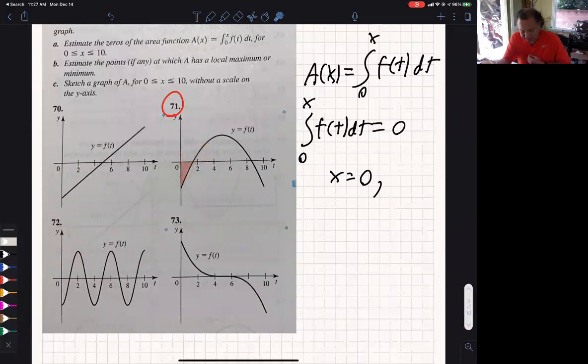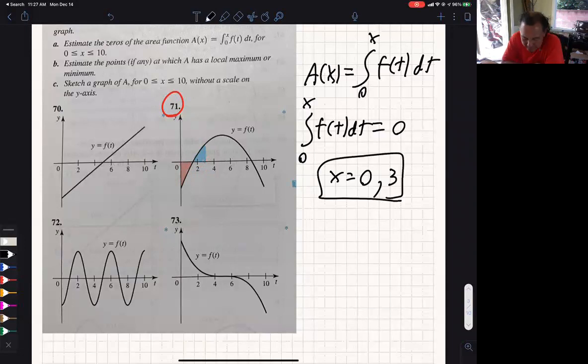Where does that happen? Well, you're just going to guess because it wants you to guess. So at some point, the blue area on top is going to equal the pink area below. So it's going to be at that value where the net area will be 0. When you integrate from here to here, it looks like it's going to be about 0 because that minus that will be 0. So I'm going to guess about 3. At 3, it's going to equal 0. So those are my two zeros.